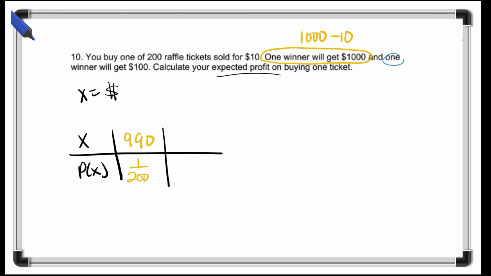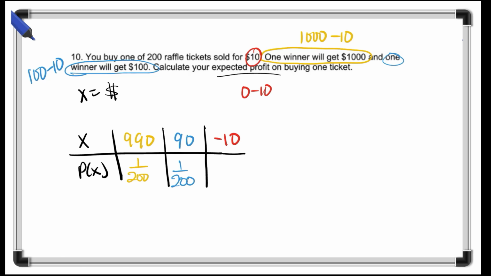Then you have one winner who will get $100. So if you have $100, but you bought a ticket, how much you will take home for those earnings would be $90. And again, because you bought 1 out of 200 tickets, that's the probability. All right. And let's say you don't win, right? You don't get the $1,000, you don't get the $100. So you don't earn anything. So that's zero. But you spent $10. So you're out $10. And that chance is 198 out of 200.